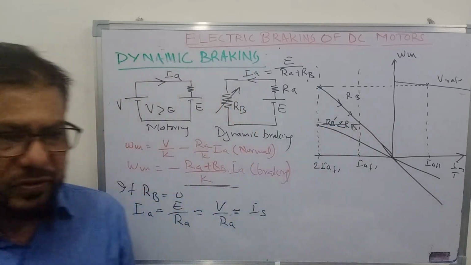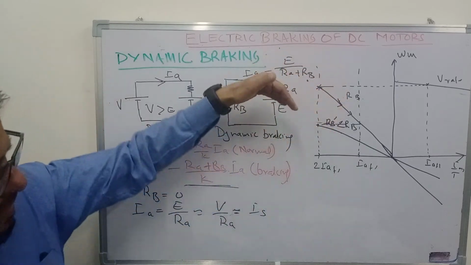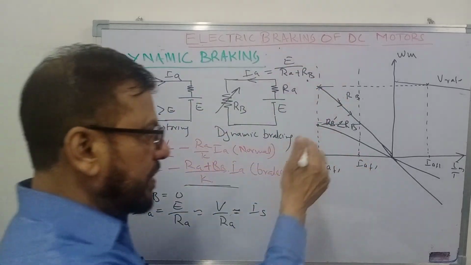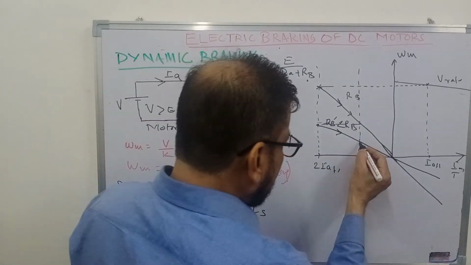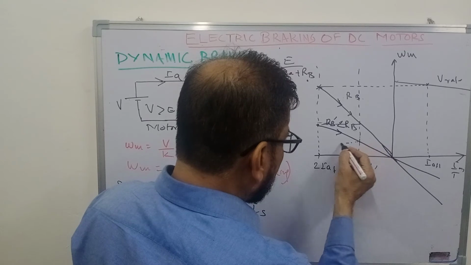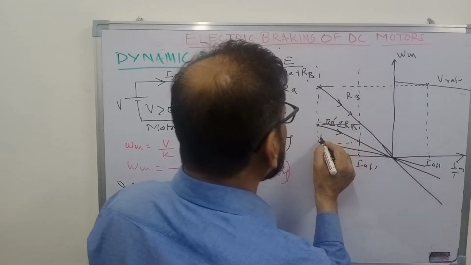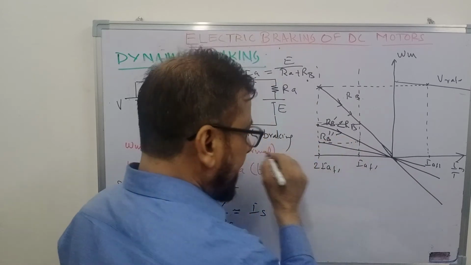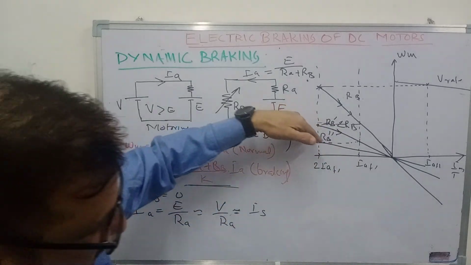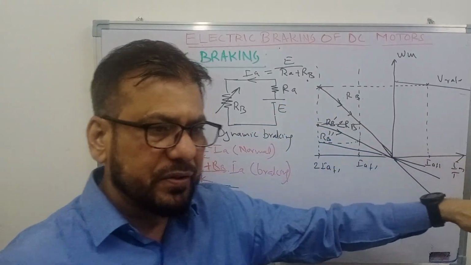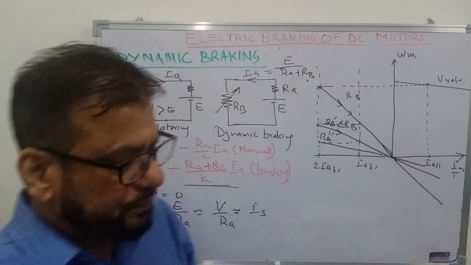Again the torque will increase to twice the full load torque. Current will become twice the full load current. Again more torque is produced and the motor speed will decrease more sharply. And again, reaching here, you can cut out the resistance to RB double dash, and again the torque will become twice the full load torque, and the motor will decelerate quickly, and finally it will come to standstill here.